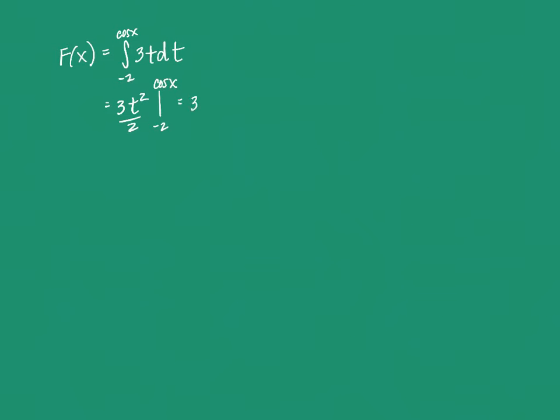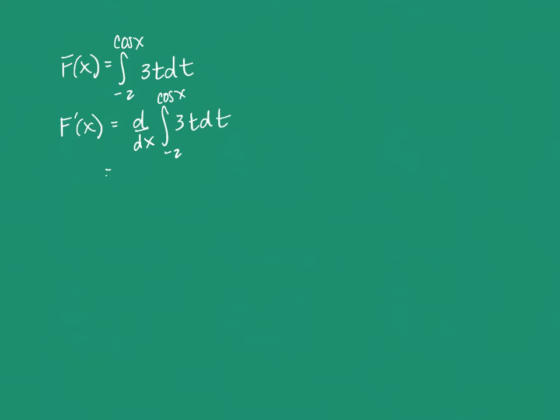And then all you would do is plug in the cosine of x anywhere you had that t. So you would get 3/2 cosine of x squared, our top bound gets plugged in first, minus 3/2 times -2 squared, our bottom bound gets plugged in next. Okay, this problem, however, is slightly different because it's not asking us to just evaluate.